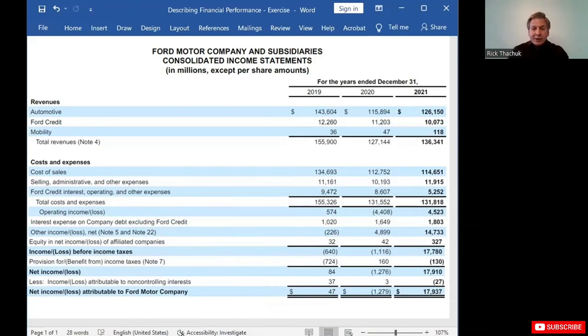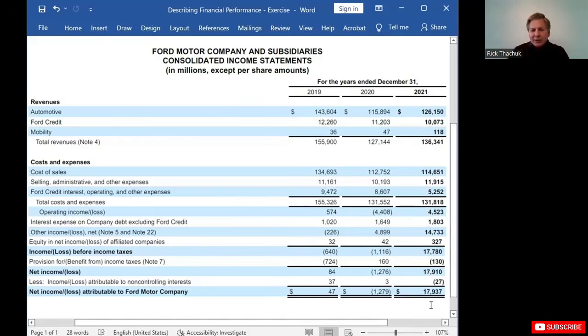This is the consolidated income statement for Ford Motor Company and subsidiaries as of year-end, December 31st. And our goal is to write a description for financial performance for the year 2021. Let's just take a look at these values and understand a little bit about what is going on. So this is the column of interest for us.